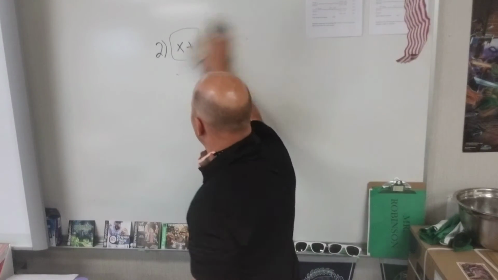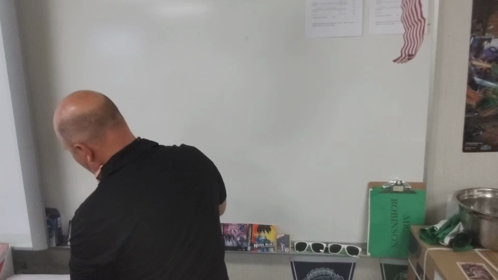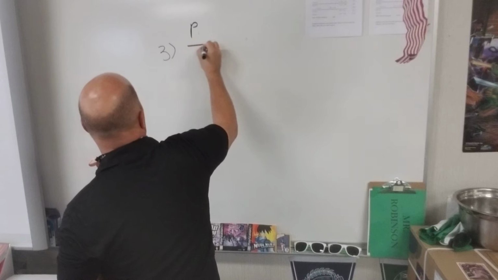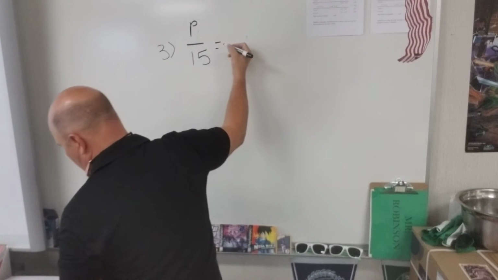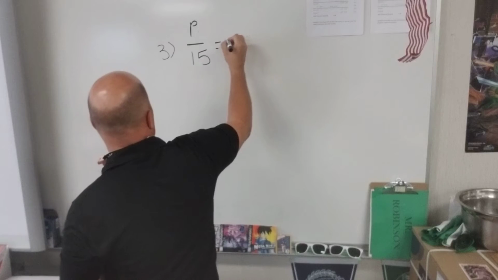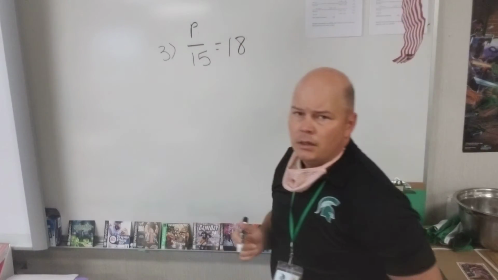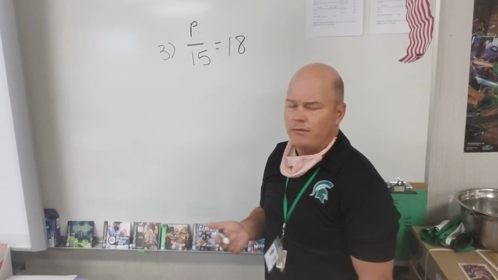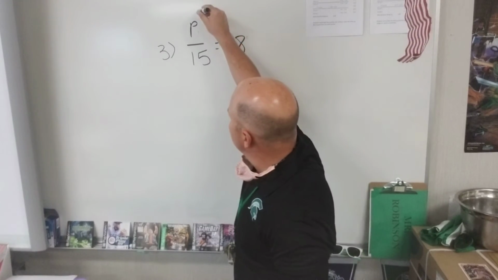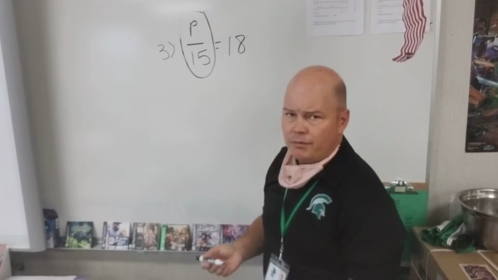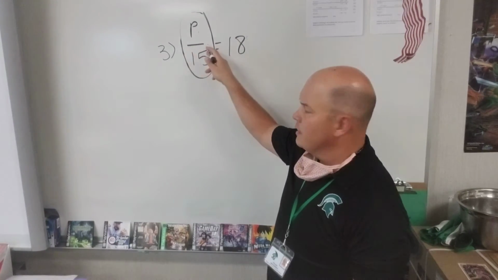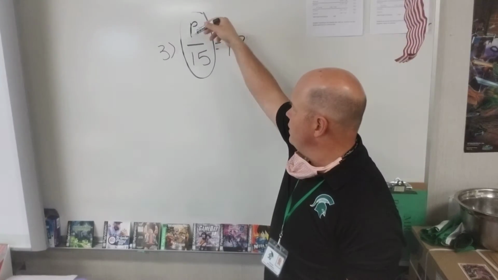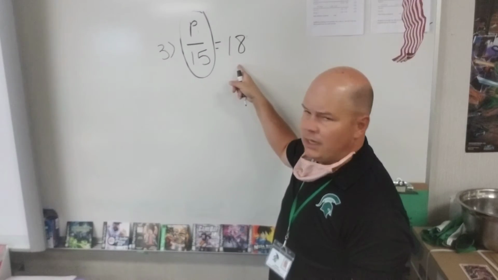Let's take a look at number 3 here. It looks a little bit different because it says p over 15 equals 18. Again, the first thing I'm going to do is identify the side I need to be moving stuff from, and that's always the side with your variable. So in this case, we are working with this p over 15 side. This line is telling me I'm dividing, so if I read the equation, it says p divided by 15 equals 18.